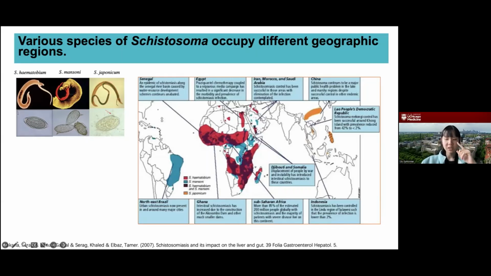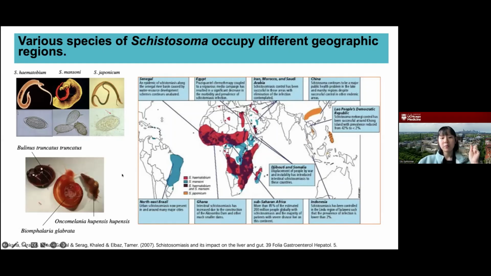But many times, whenever there's a flood, apparently it's a lot more common with global warming in the Yangtze River area, these Japonicum worms will still come back. So that's why this institution remains very stringent in their surveillance efforts. And finally, Mansoni is more prevalent in a lot of parts of Africa as well as Latin America.